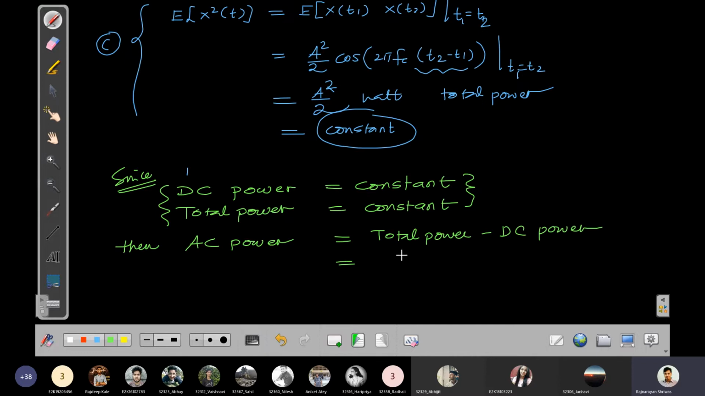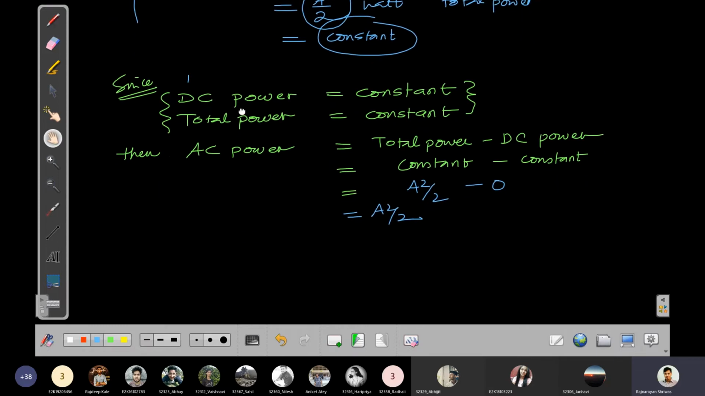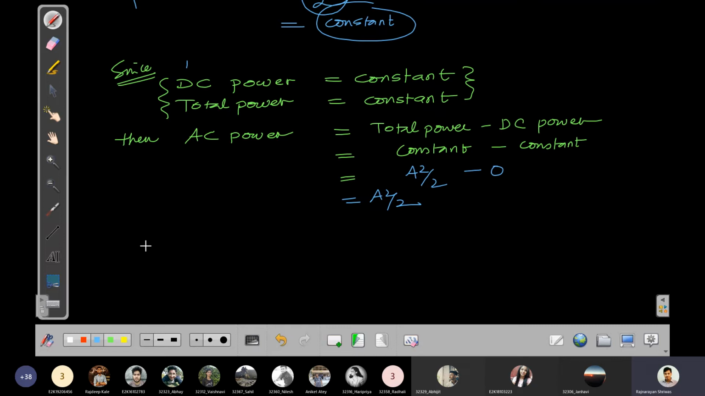So if this is constant and this is constant, and in this example, as you can see, we got A squared by 2, and DC power we got as A squared by 2 in this particular case, and in this particular case AC power is equal to total power also. But the moment you say the process is a random process, let me write that.